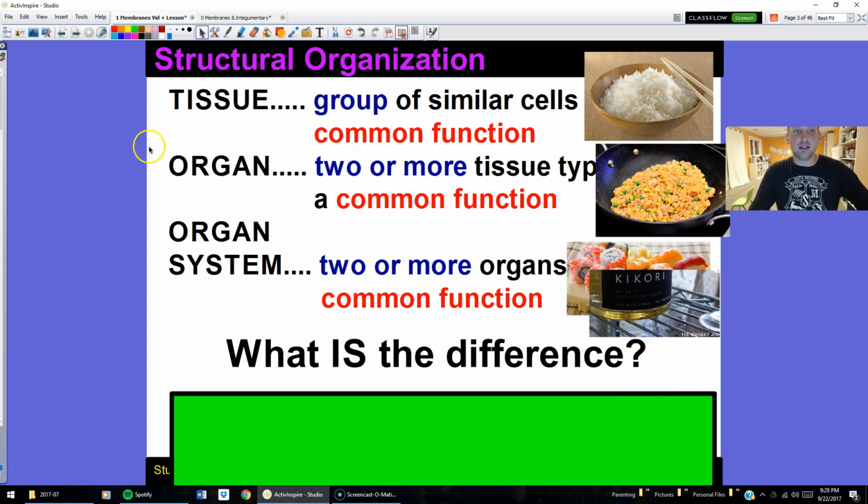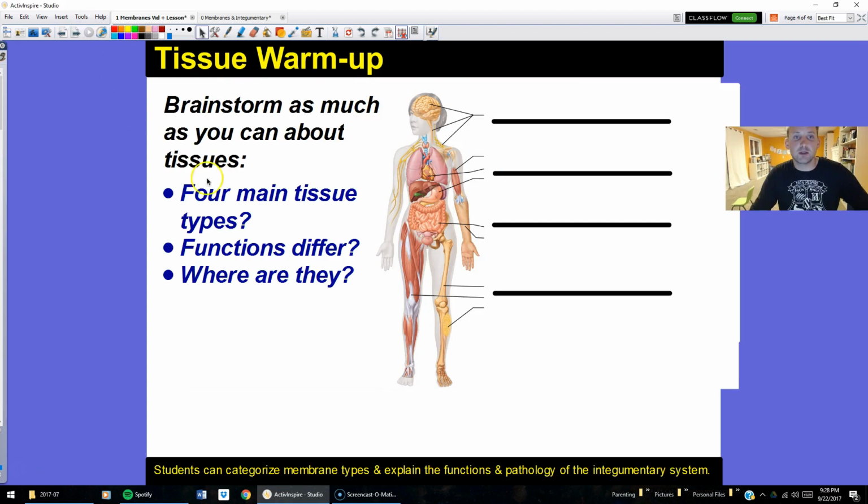So again, all of that builds from the previous one. Common tissues build an organ, common organs build an organ system, and all those organ systems working together build the organism. Today we're going to be talking about tissues and organs, and probably the simplest organs, which are called membranes.